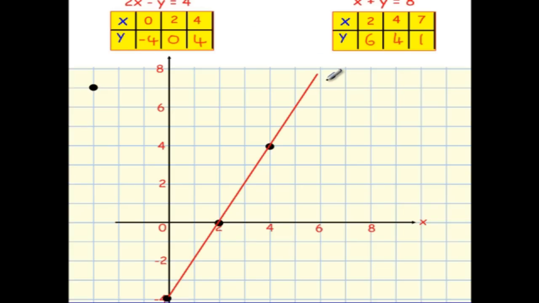And that's the line 2x minus y is equal to 4. The second line, x plus y is equal to 8.